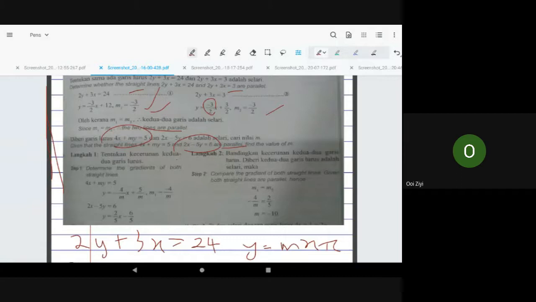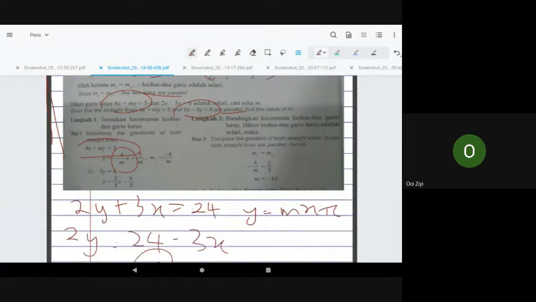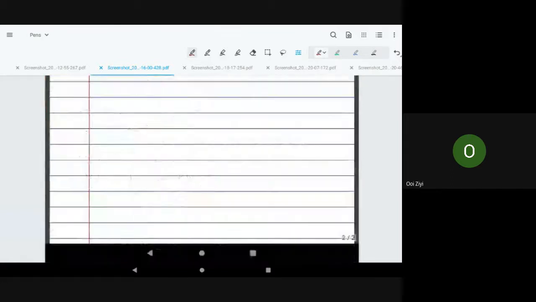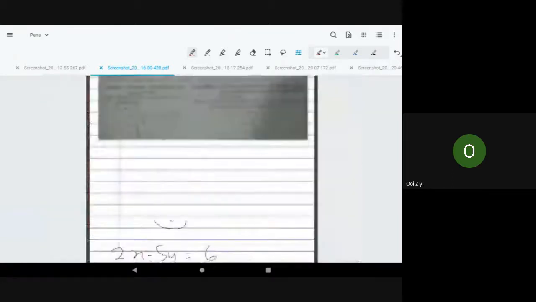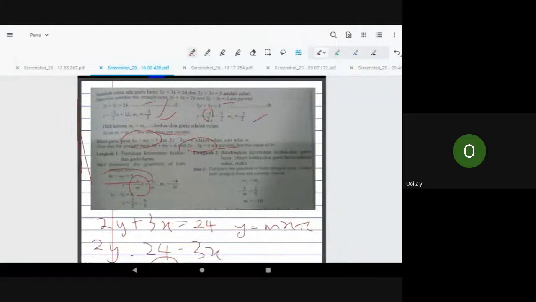So here we have 4x plus my equals 5. So change into y = mx + c. So we get negative 4 over m. So negative 4 over m equals 2 over 5 that we found before. Same as 2 over 5 here. Then we do the linear equation to get the value of m as a gradient.